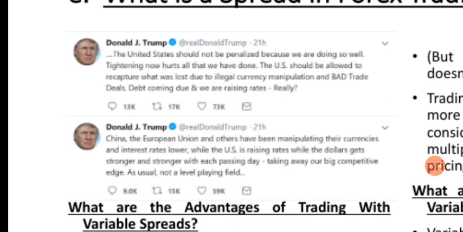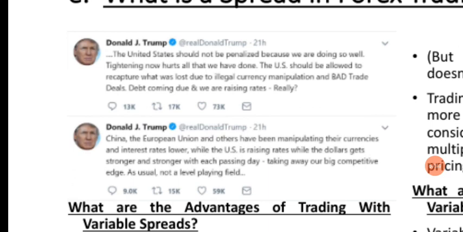So these are some of the quotes from Donald Trump. The United States should not be penalized because we're doing so well. Tightening now hurts all that we have done. The US should be allowed to recapture what was lost due to illegal currency manipulation and bad trade deals. Debt coming due and we're raising rates. Really? Again from Donald Trump.